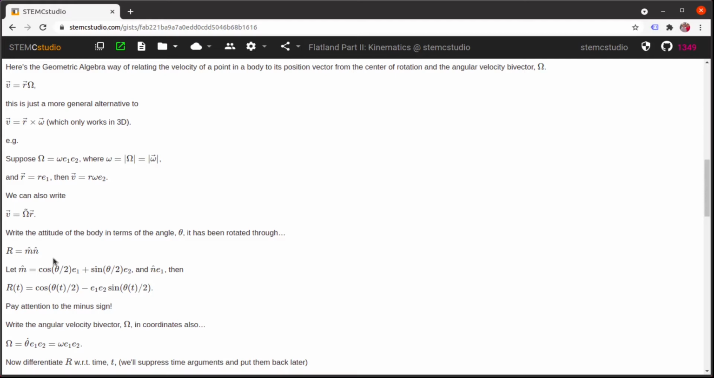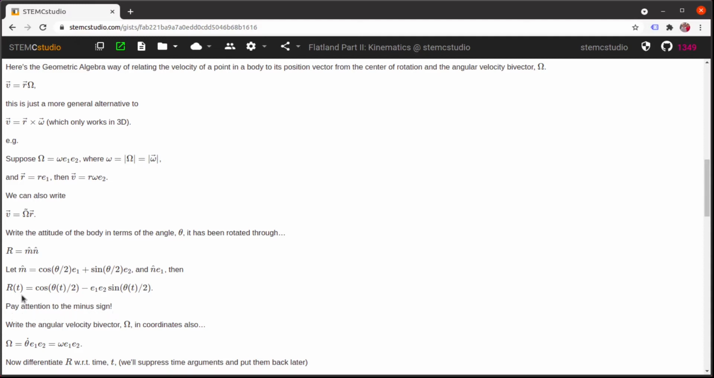Okay, so if you multiply m times n, if you multiply this times e1, then e1 times e1 becomes 1, and e2 times e1, you flip the e1 e2, it's minus e1 e2. So this is the formula for a rotor that will rotate us through theta degrees in the e1 e2 plane. Now you should really pay attention to the minus sign.